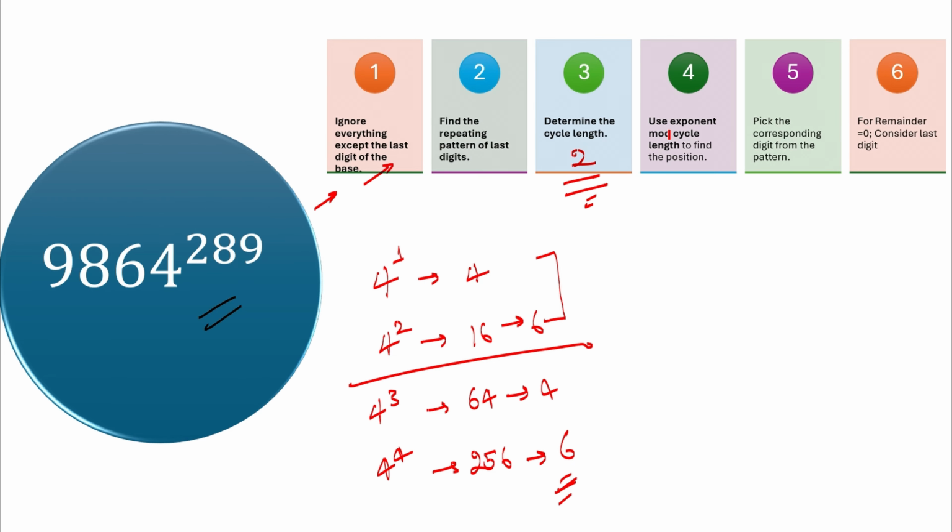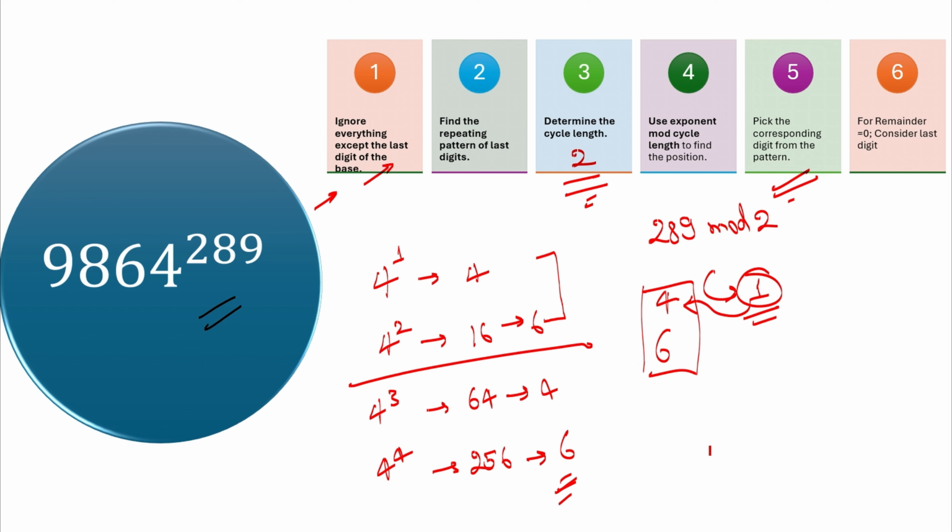Now we need to find exponent mod cycle length. So the exponent is 289 mod, and the cycle length is 2, and this gives remainder 1. So from the fifth step, it's saying pick the corresponding digit from the pattern. So our corresponding digit from the pattern is the first digit. So 9864 raised to the power 289 gives the last digit 4 as our answer. And that's it. Now we are ready to solve these types of questions.